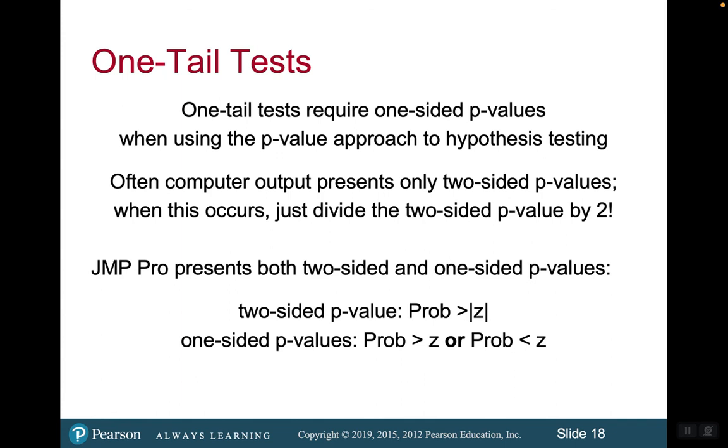So we have what we call one-tailed versus two-tailed tests, one-sided, two-sided. Once again, because we're dealing with this normal distribution, this normal curve, what we're interested in is what's going on in the tails. What we've been talking about up to now has been all about two-tail tests, but we can also do one-tail tests. So we do one-sided p-values, using what we call the p-value approach to hypothesis testing.